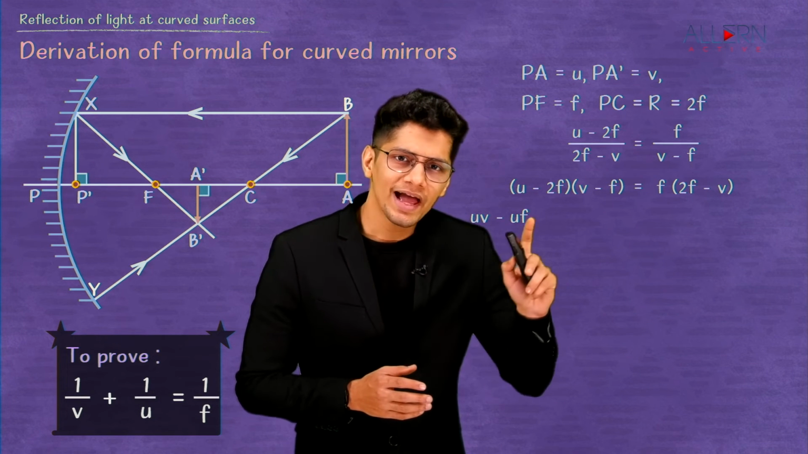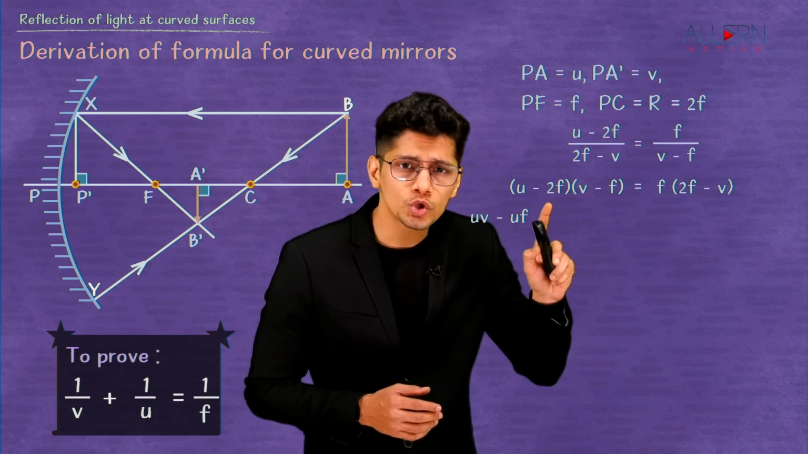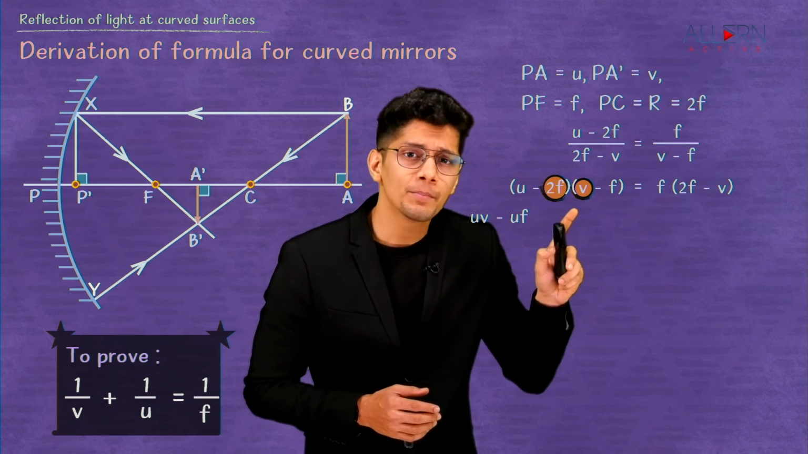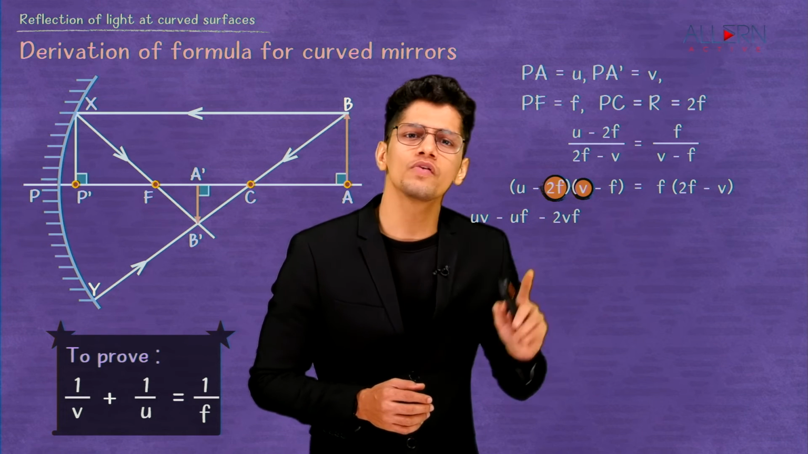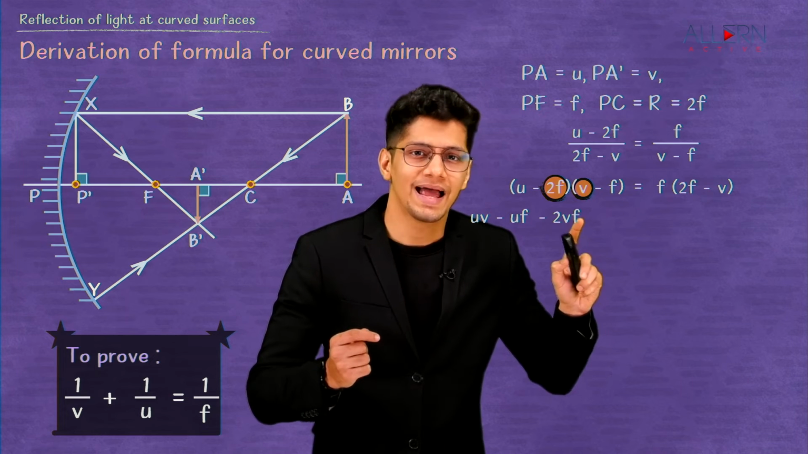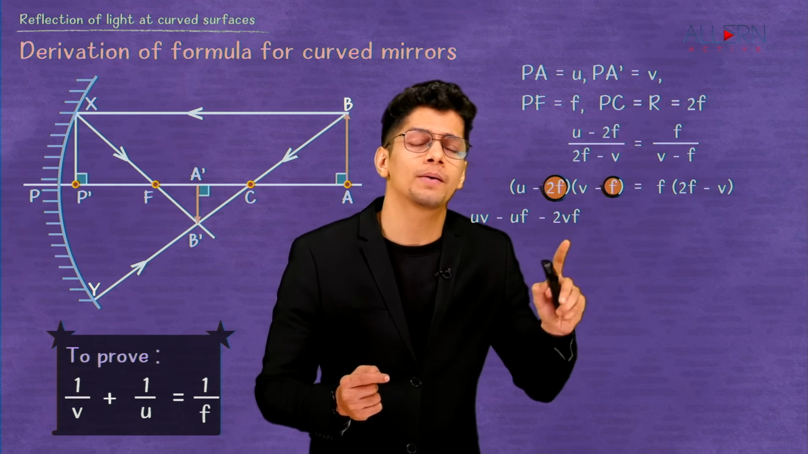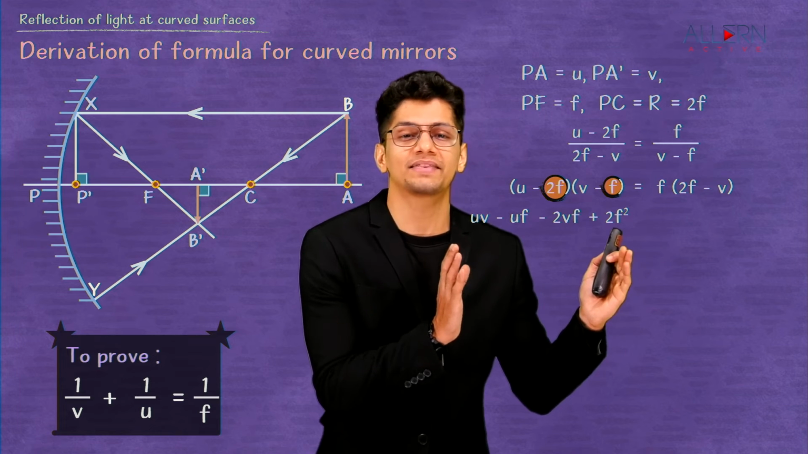Lovely. Now we have 2f over here, but we have to write the sign, that is minus sign. So 2f into v becomes minus 2vf. So we write minus 2vf. Now minus into minus gives us plus, and 2f into f becomes 2f square. So we have plus 2f square. So this is the left hand side that we have done.